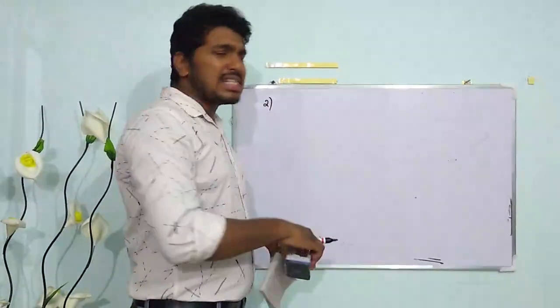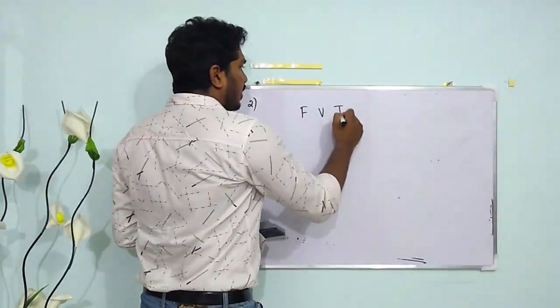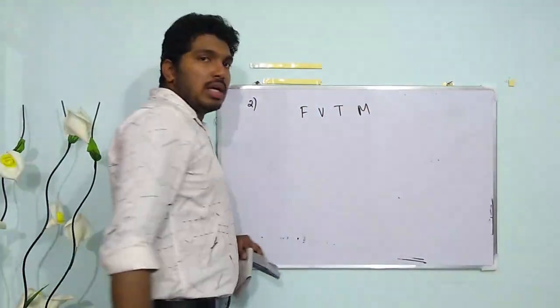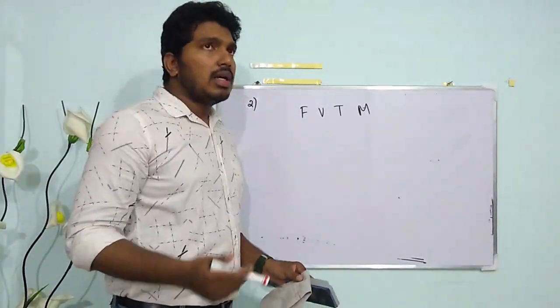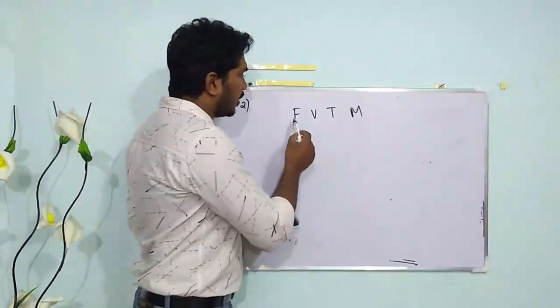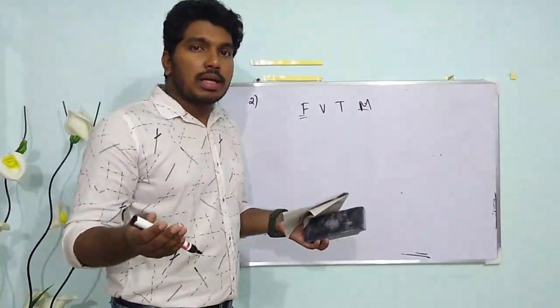Now, just think about the quantities that are given here. We have force given, velocity given, time given, mass given. We are supposed to relate mass, force, velocity and time, right? Now think of a relation connecting force and mass. Anything that comes to your mind?